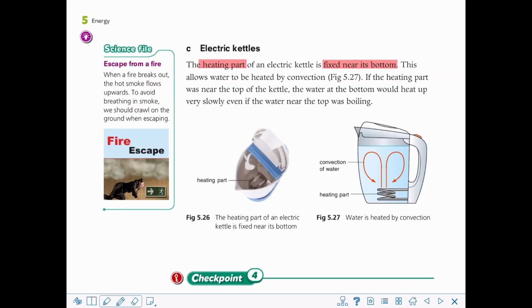C. Electric kettles. The heating part of an electric kettle is fixed near its bottom. This allows water to be heated by convection. If the heating part was near the top of the kettle, the water at the bottom would heat up very slowly, even if the water near the top was boiling.